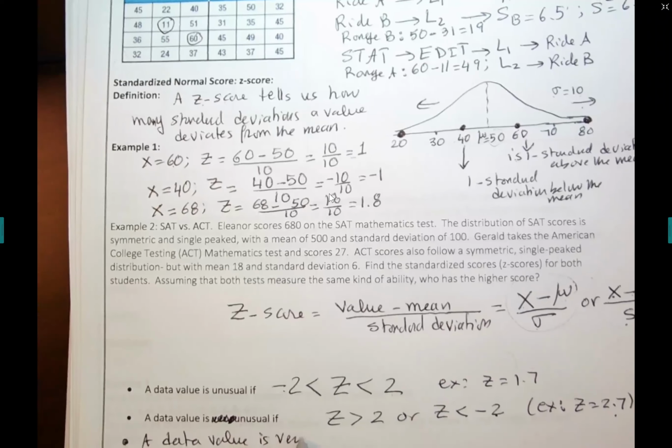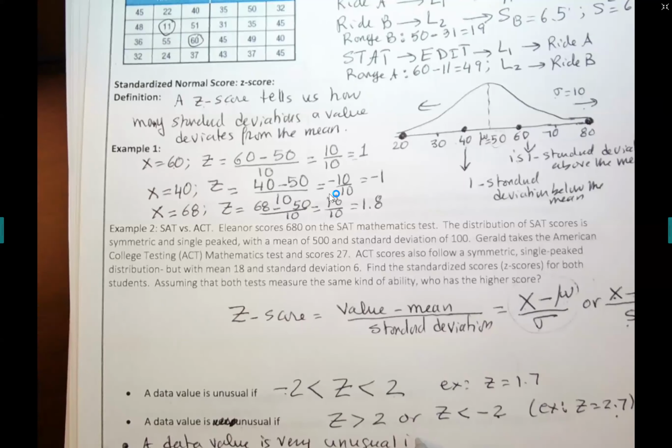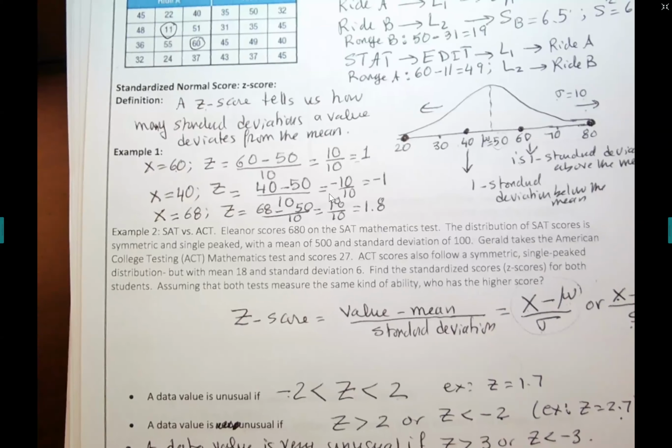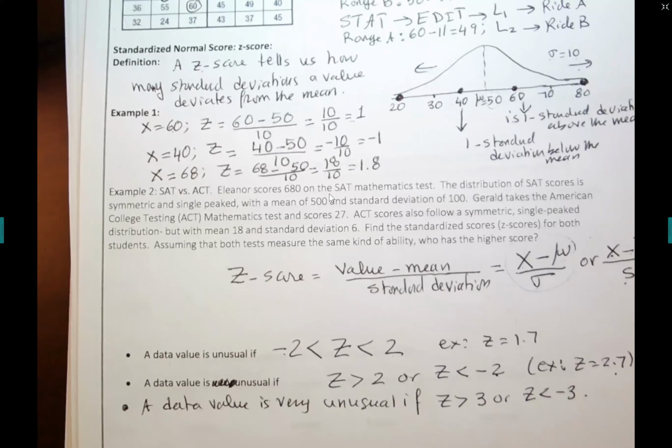It's very unusual if Z is bigger than 3 or Z is less than -3. That will give you very unusual data values. Okay, so that is what the Z-score is.